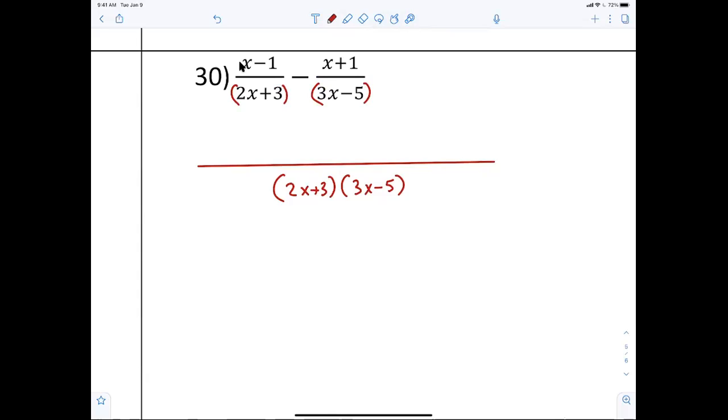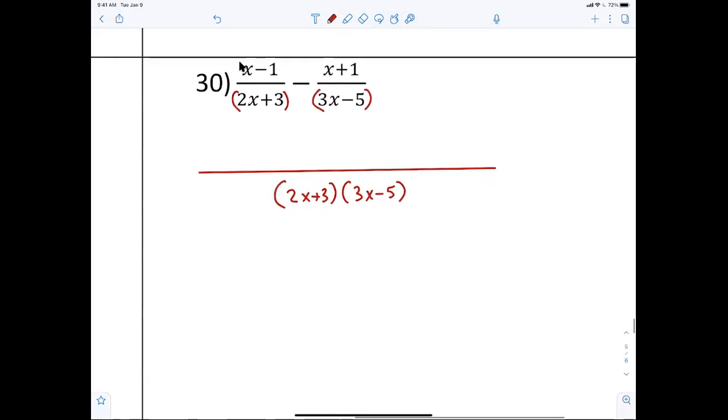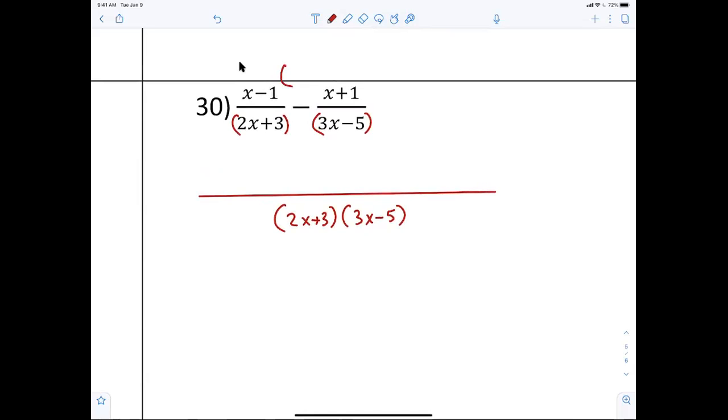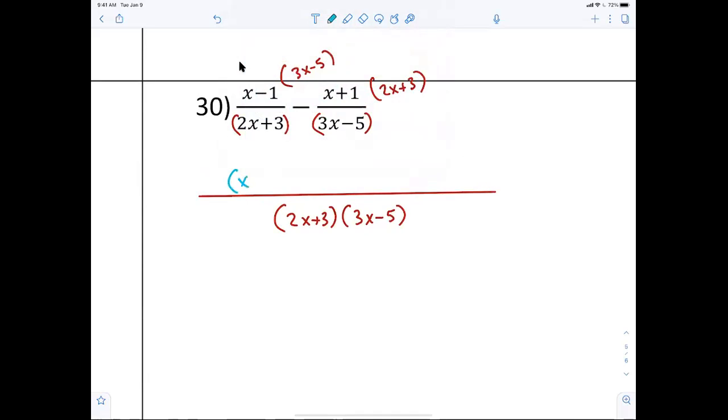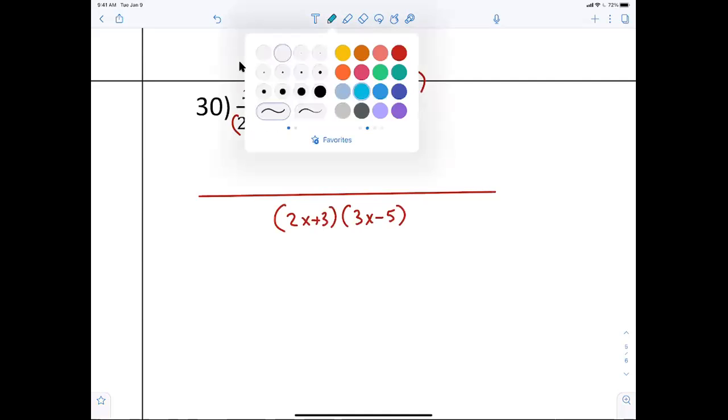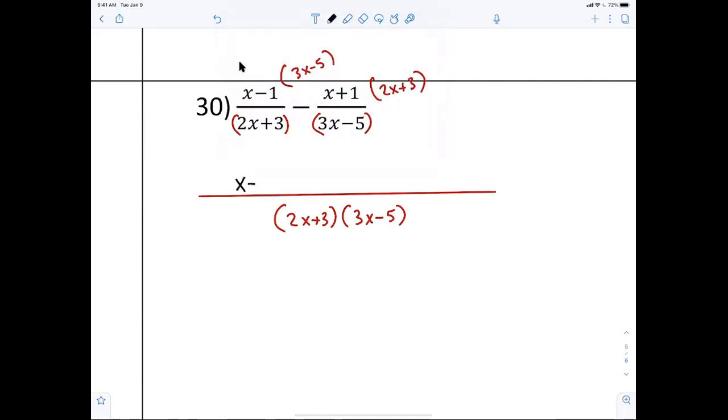All right. So on the left fraction, I have to multiply by what? 3x minus 5. On the left, it's 3x minus 5. And on the right, 2x plus 3. Come on, guys, we can do that. Now, just because I want to make sure you're seeing all the work, it's going to be x minus 1 times 3x minus 5 minus x plus 1 times 2x plus 3.